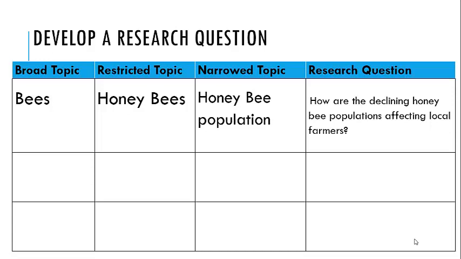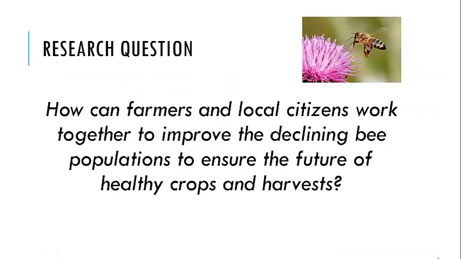But just for an example, for the broad topic, I put bees, restricted topic, honeybees, a more narrow topic as the honeybee population, and a research question that would go with these is how are the declining honeybee populations affecting local farmers? Now this question isn't the purpose of your research today, so we're going to work together to try to come up with a different question on how we can be contributing members to this problem locally. So after playing around with some ideas, we've come up with how can farmers and local citizens work together to improve the declining bee population to ensure the future of healthy crops and harvests?